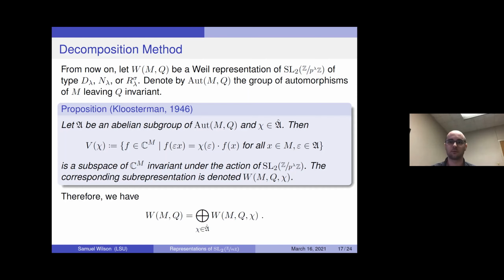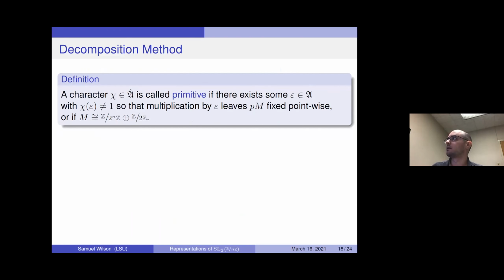And then, of course, we can write W just as the sum of these character subspaces. And we're going to look in particular at what we call the primitive characters. The definition of primitive here is that we have some element that leaves PM fixed pointwise. So that's just this submodule of M. And our character is primitive if it acts non-trivially on some such element.